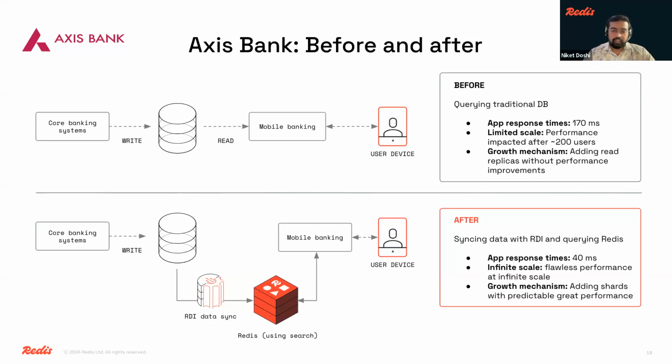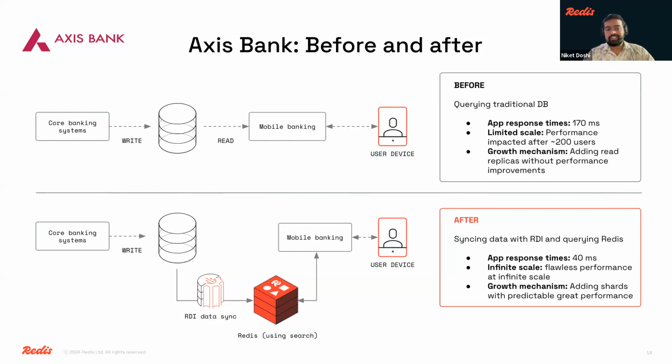So on this screen, which is shared in front of you, we have both architectures. On top, what you are seeing is the architecture before implementing Redis, where core banking system writes used to happen directly on the primary database, and the mobile banking application used to query the primary database for all the API calls, and users were getting data information in front of them on their devices.